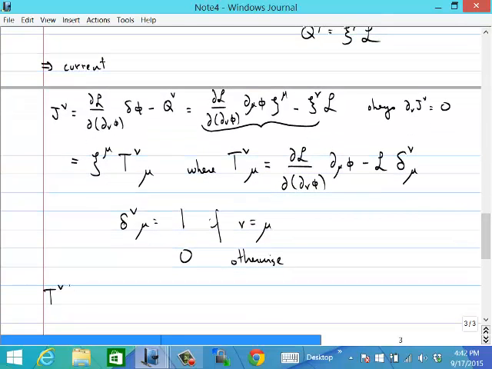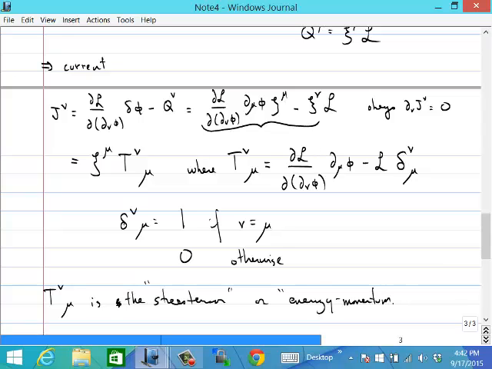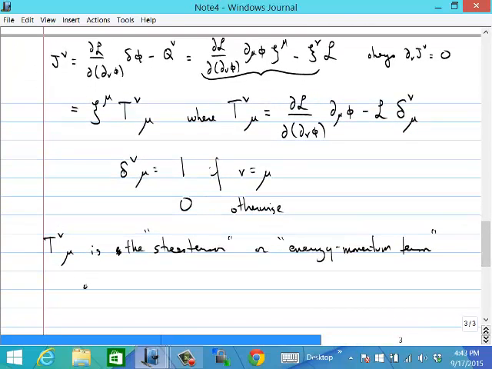So T nu mu has a name. It's got 2 names actually. It's sometimes called the stress tensor, or it's sometimes called the energy momentum tensor. Sometimes called the stress energy tensor, but very rarely called the stress momentum tensor. Okay, see, that's a joke, you guys. It's too late in the day. And it obeys a conservation law: d nu T nu mu is equal to 0.